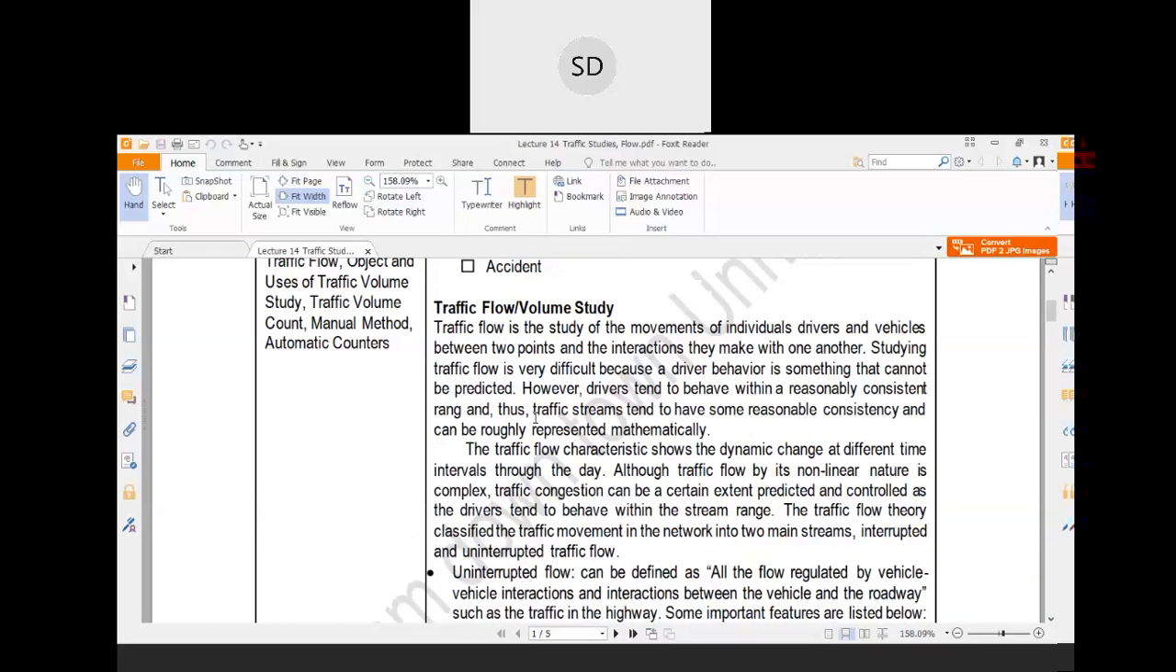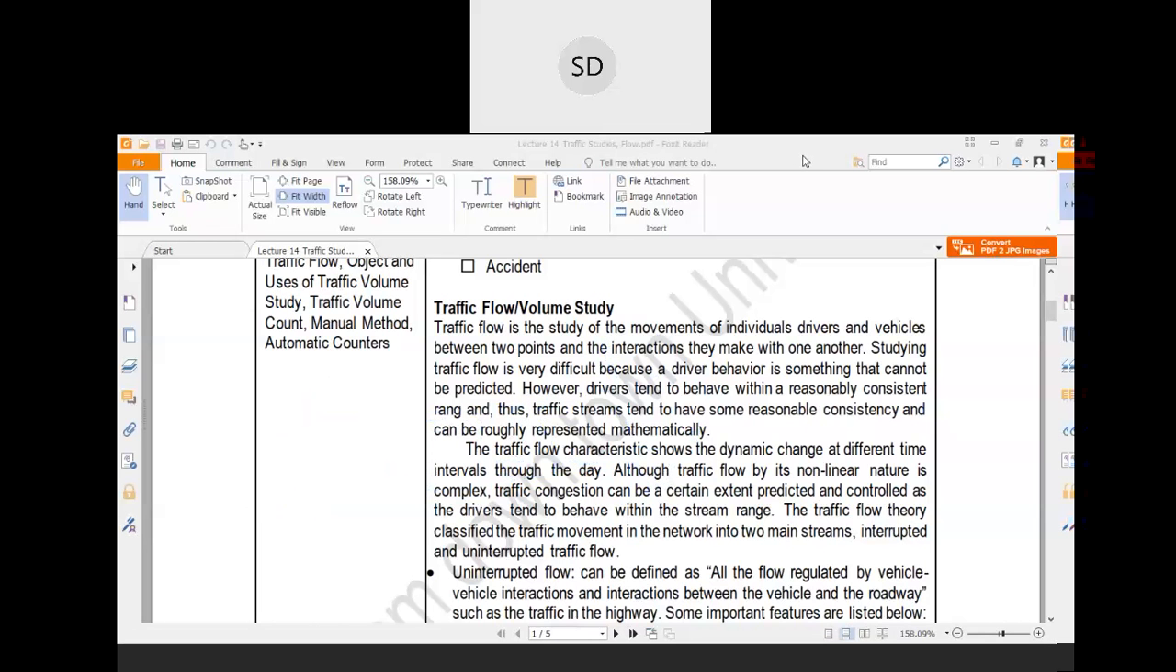Now, traffic flow is the study of the movement of individual drivers and vehicles between 2 points and the interactions they make with one another. Suppose there is one road section, and two sections are there. So in the traffic flow or volume study, we will consider the different vehicles moving over that particular place.